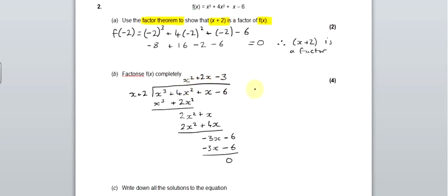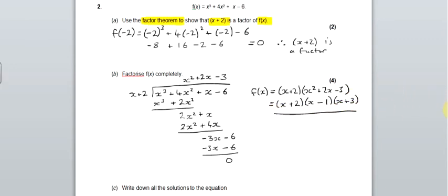So we can write f of x as equal to x plus 2 times x squared plus 2x minus 3. And now we can factorise that quadratic. So x plus 2, and it should factorise fairly nicely. It's going to be 1 and 3, isn't it? So it's going to be minus 1 and plus 3. And that there is our solution.